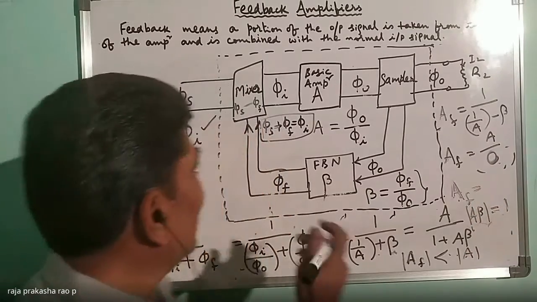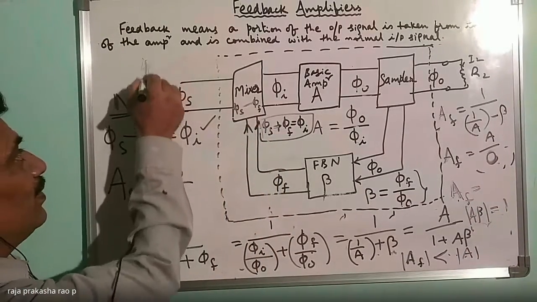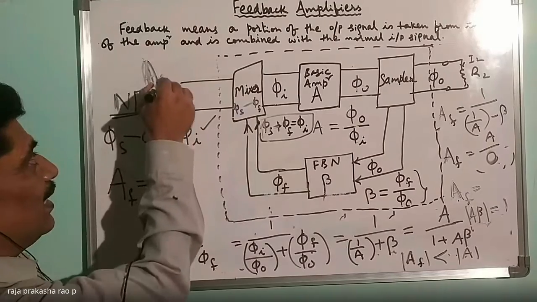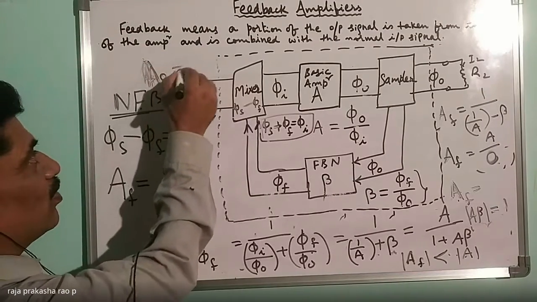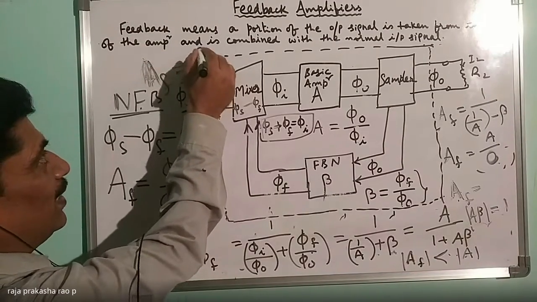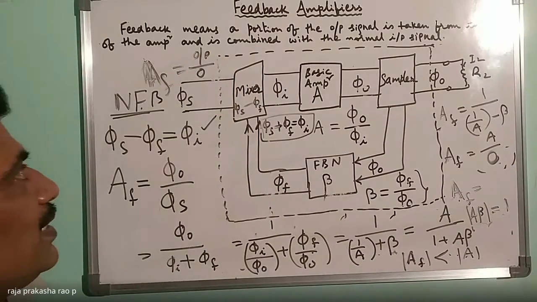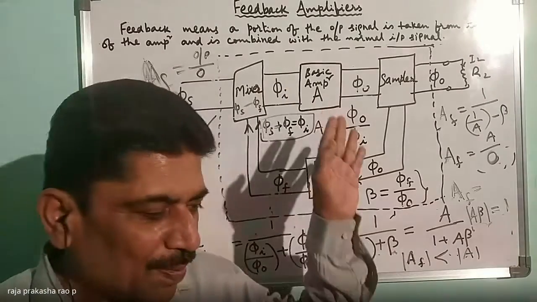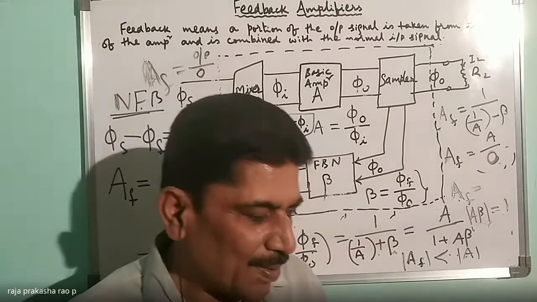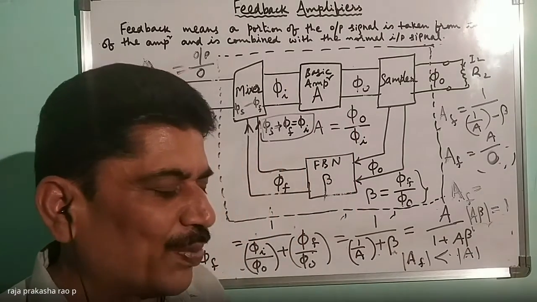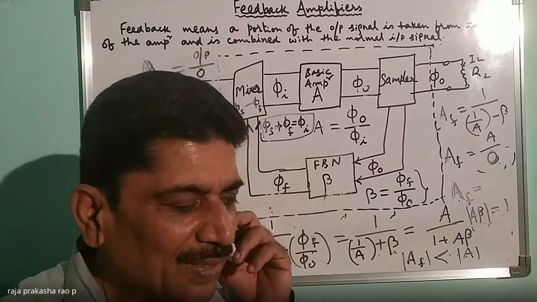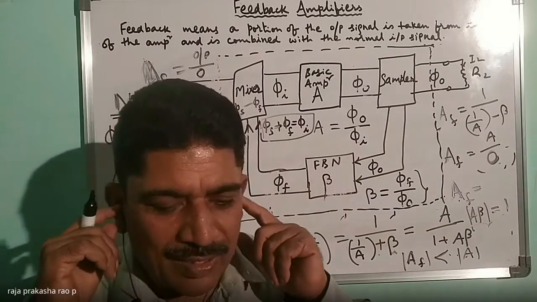So actually what is AF? Any voltage gain is equal to output by input. When input is 0, even then we are getting output, that is, we get an AC signal. We use that property for designing the oscillators. Okay, remember this point.